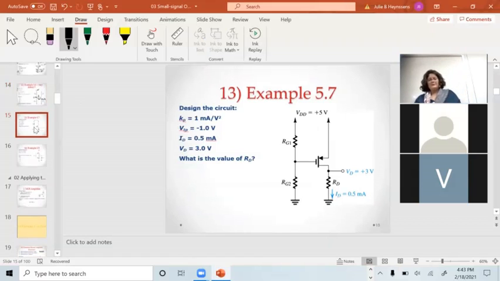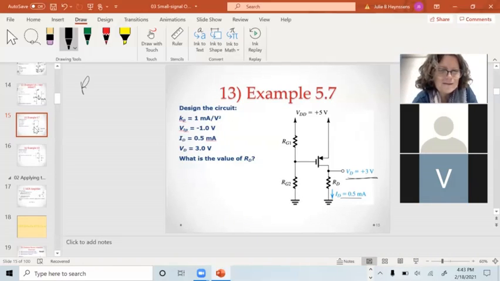Here's a much simpler version of this. Now I know ID. If you know ID, you can set everything up. ID is 0.5 milliamp, and you're given the voltage you want at the drain is 3 volts. So I can easily pick a value for RD. Ohm's law: RD is going to equal 3 minus 0 over 0.5 milli.